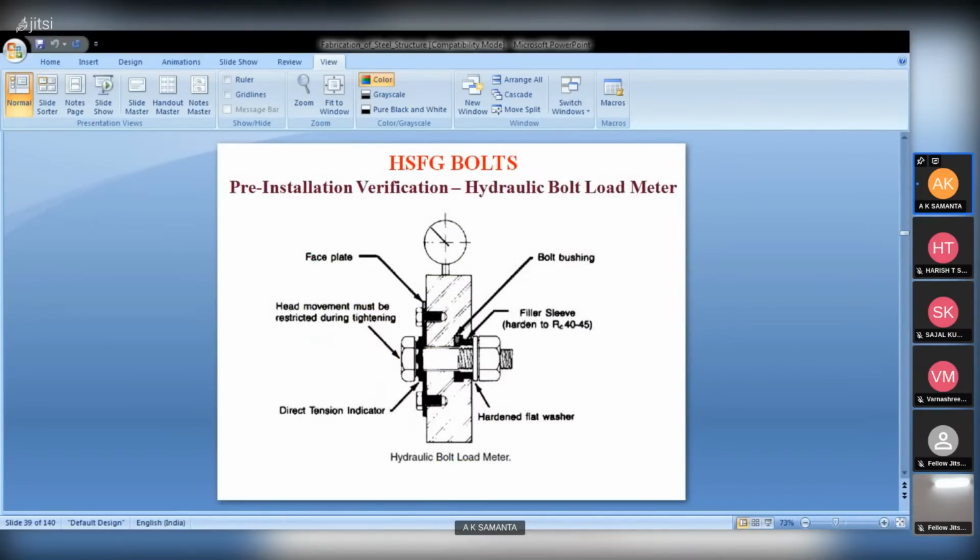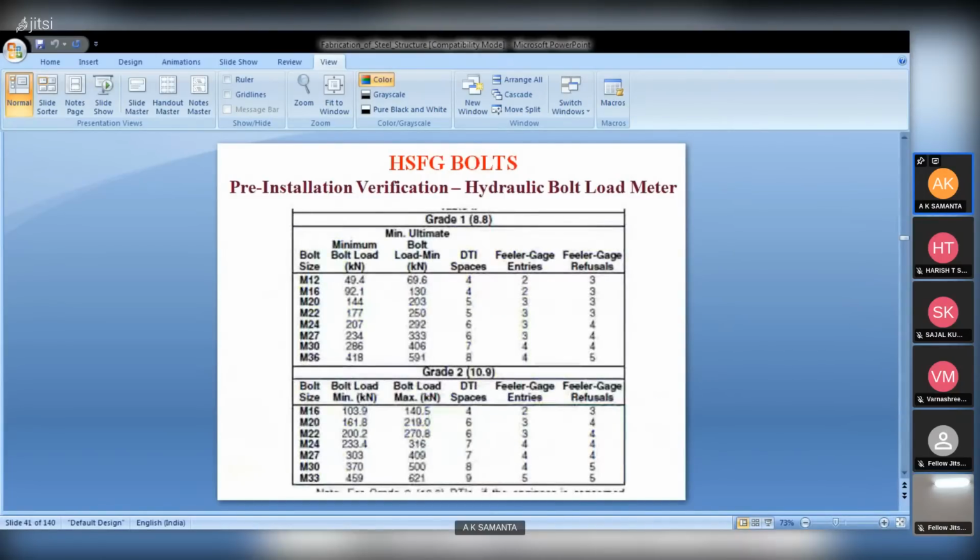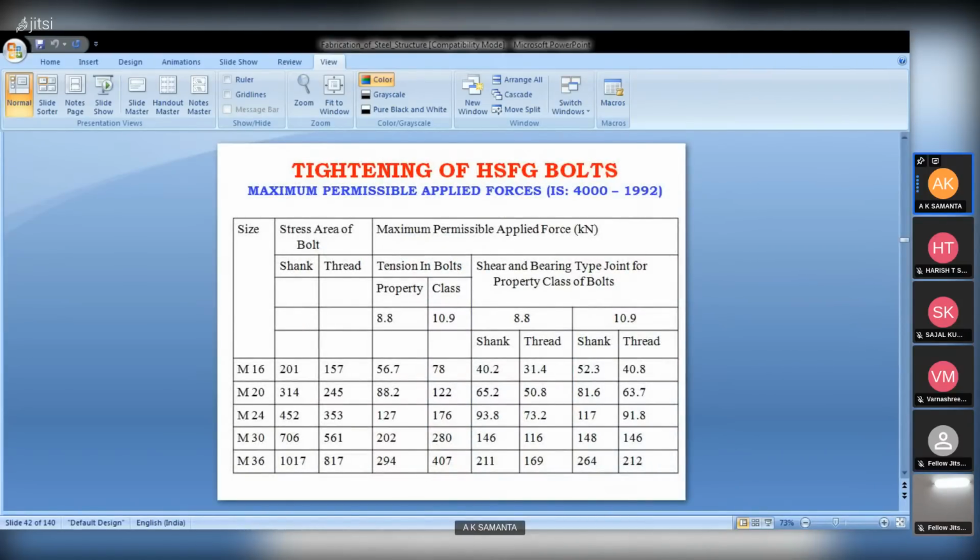Then there is another thing, the hydraulic bolt load meter. Here it is also the same thing. You can see the bolt is there, the nut is being tightened, and the tension being generated here will be shown in the hydraulic meter. This is the hydraulic bolt load meter application process, which I have already described. Now I am coming again to how much tension should be created. That comparison is there: the filler gauge, the DTI and the hydraulic load meter, everything is given. For tightening of the HSFG bolt, we should refer to IS 4000.